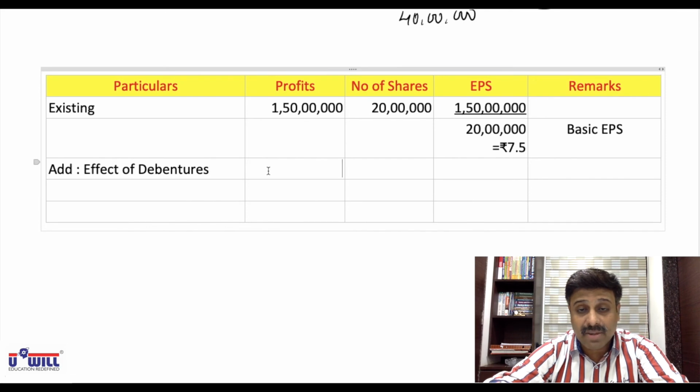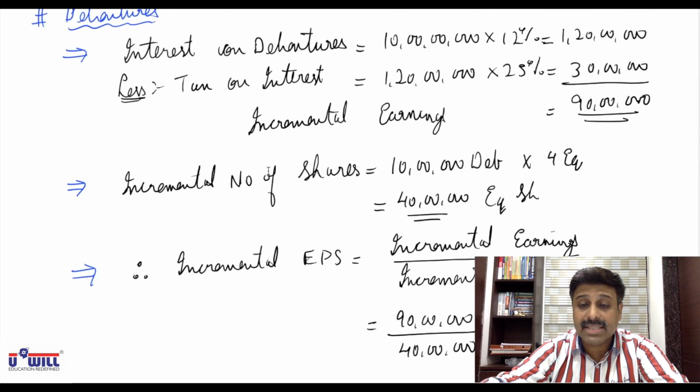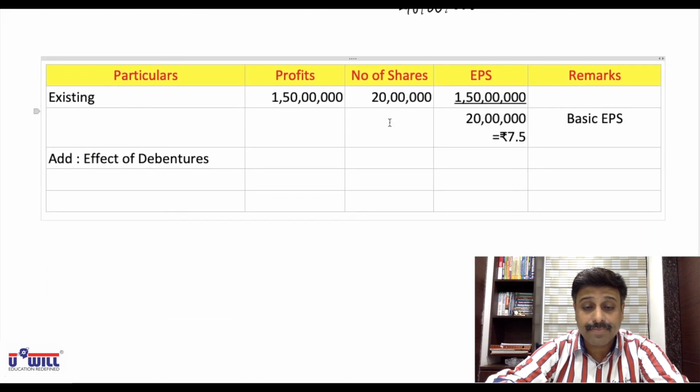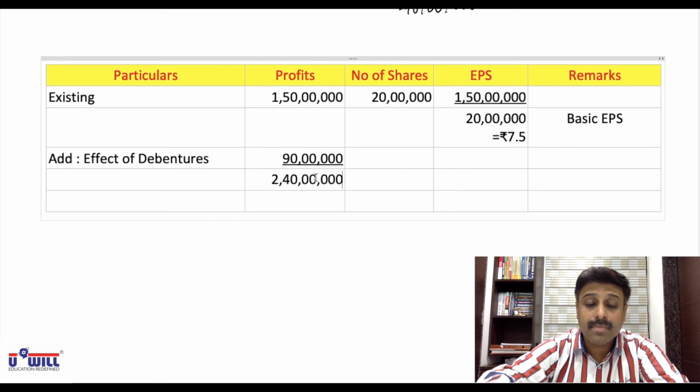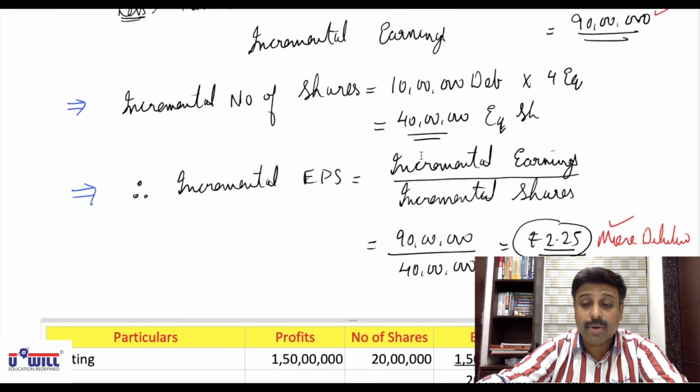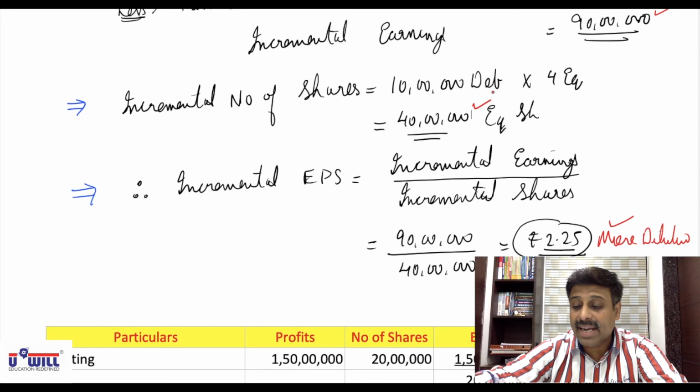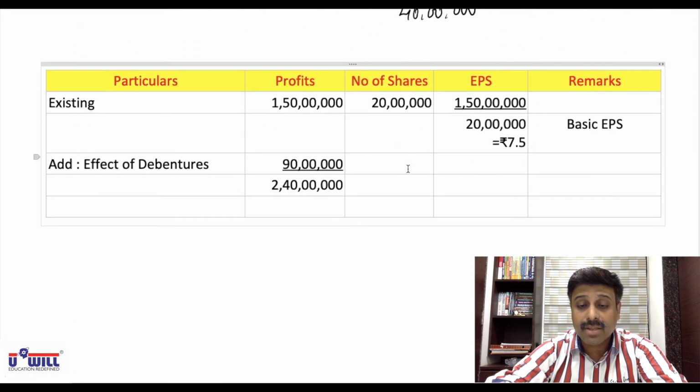What is the effect of debentures on profits? Incremental earnings is 90 lakhs. So in profits we add 90 lakhs. If you add 90 lakhs in profits, then 1 crore 50 lakhs plus 90 lakhs will become 2 crore 40 lakhs. Same way, incremental number of shares are 40 lakh shares that we will add due to debentures. So if we add 40 lakh shares, then 20 lakhs plus 40 lakh shares will become 60 lakh shares.